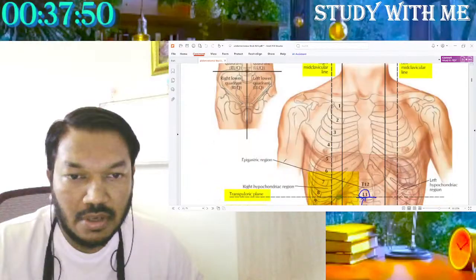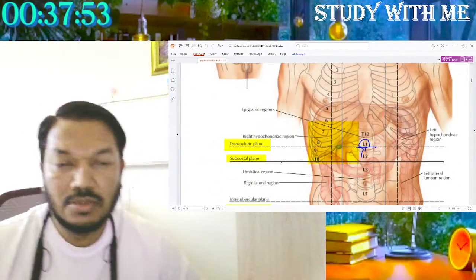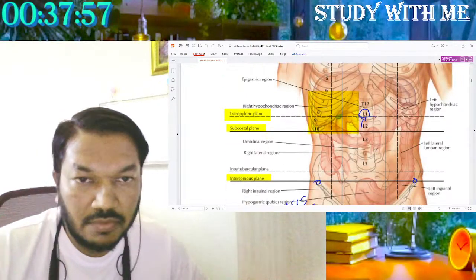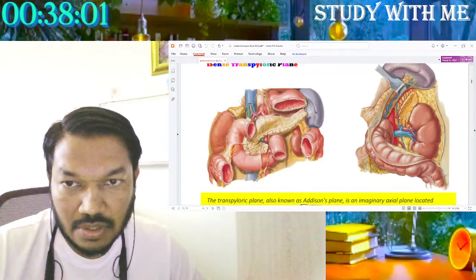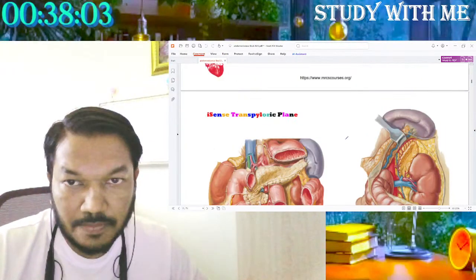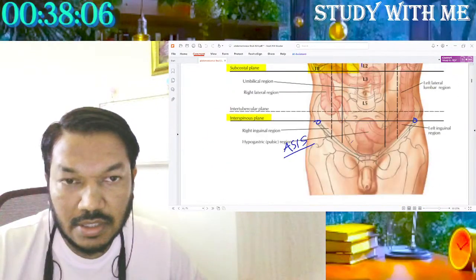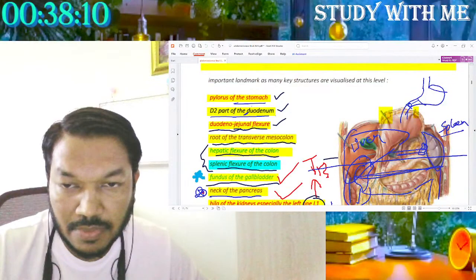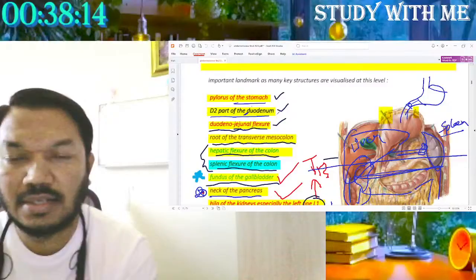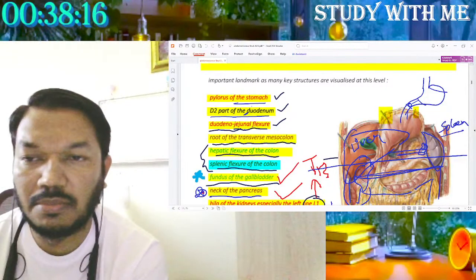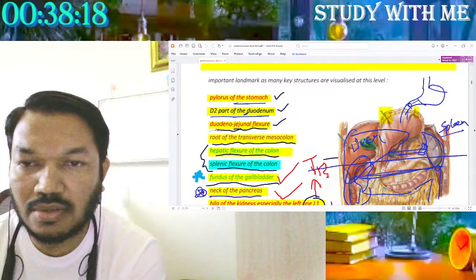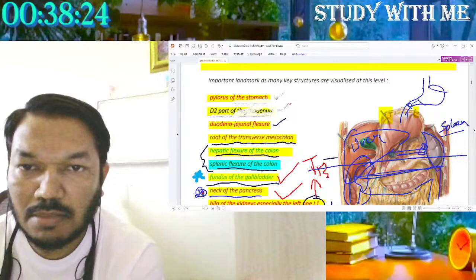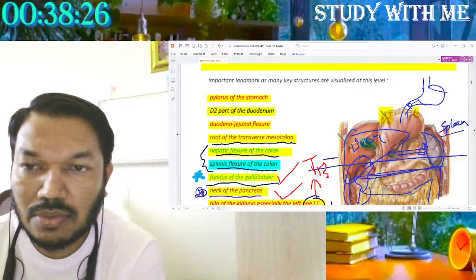Important landmark: the transpyloric plane. We need to know what structures remain in the transpyloric plane. If we start with the stomach, it becomes easy. The first structure will be the pylorus of the stomach. Then the second part of the duodenum. As we said duodenum, we will say another structure related to duodenum, that will be the duodenojejunal flexure. So 3 structures we covered: pylorus of the stomach, second part of the duodenum, and duodenojejunal flexure.